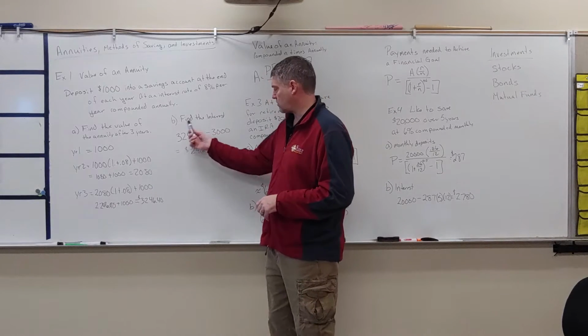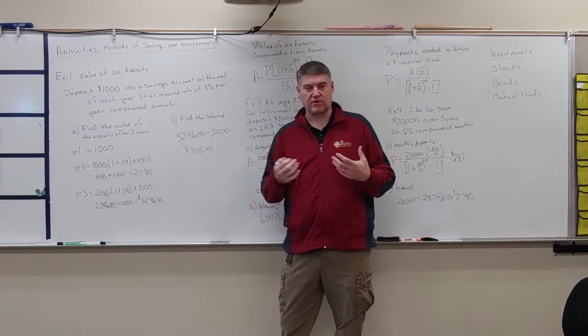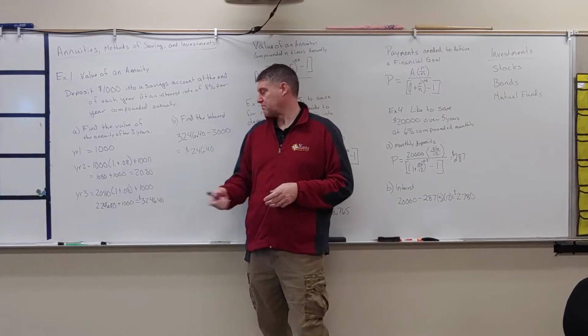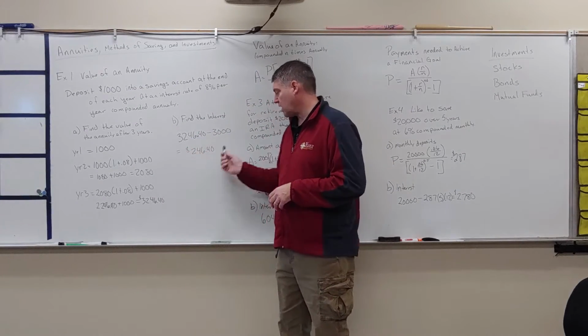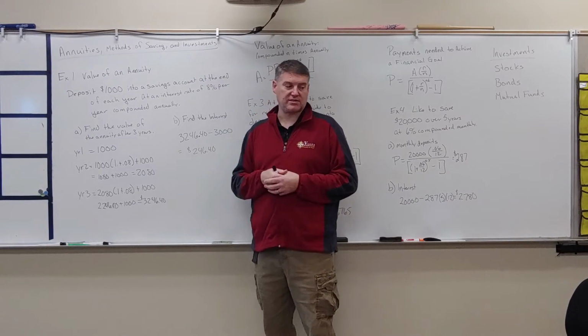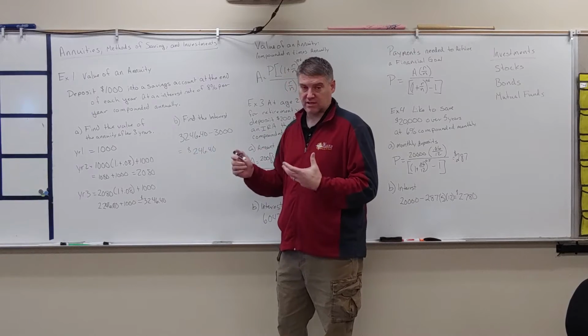Now, the amount of interest is we're going to take our total account minus our deposit. So our total account was $3,246.40 minus we had $3,000 in deposits. So we had an interest here of $246.40. So there's our interest.